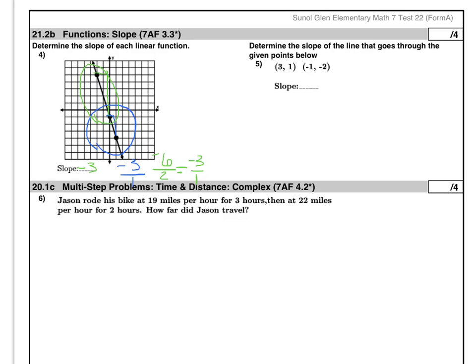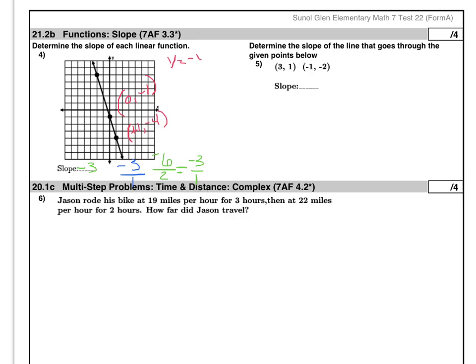Now, if you wanted to use the slope formula, you could. Hang on, let me erase my circles so that we can see this graph again really clear. Okay, so I want to just name these points. Well, this first point is (0, -1). And the second point is (1, -4).